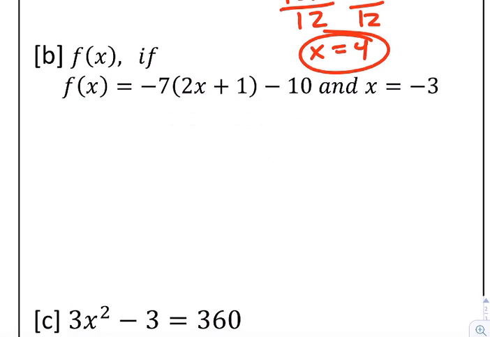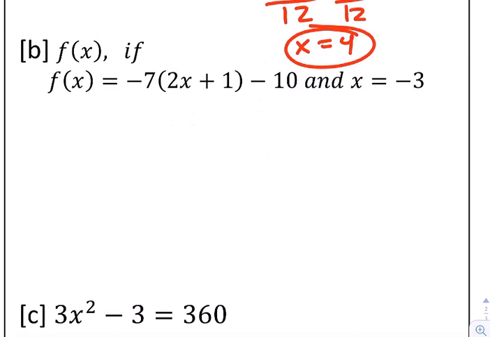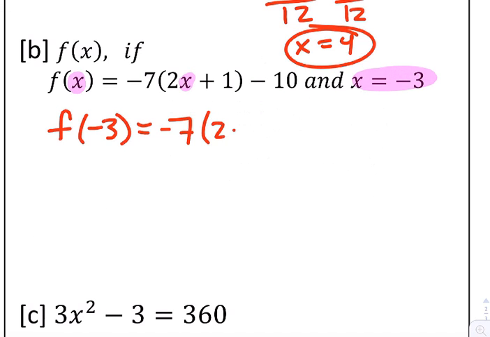Okay, so we have another function problem. Here we're told what the x value is, so we're going to substitute that in our x spots. And so the function called f that wants to use negative 3 as an input, now we'll take that x, multiply it by 2, add 1 to it, multiply it by negative 7, and then subtract 10 at the end. So let's go ahead and do that.